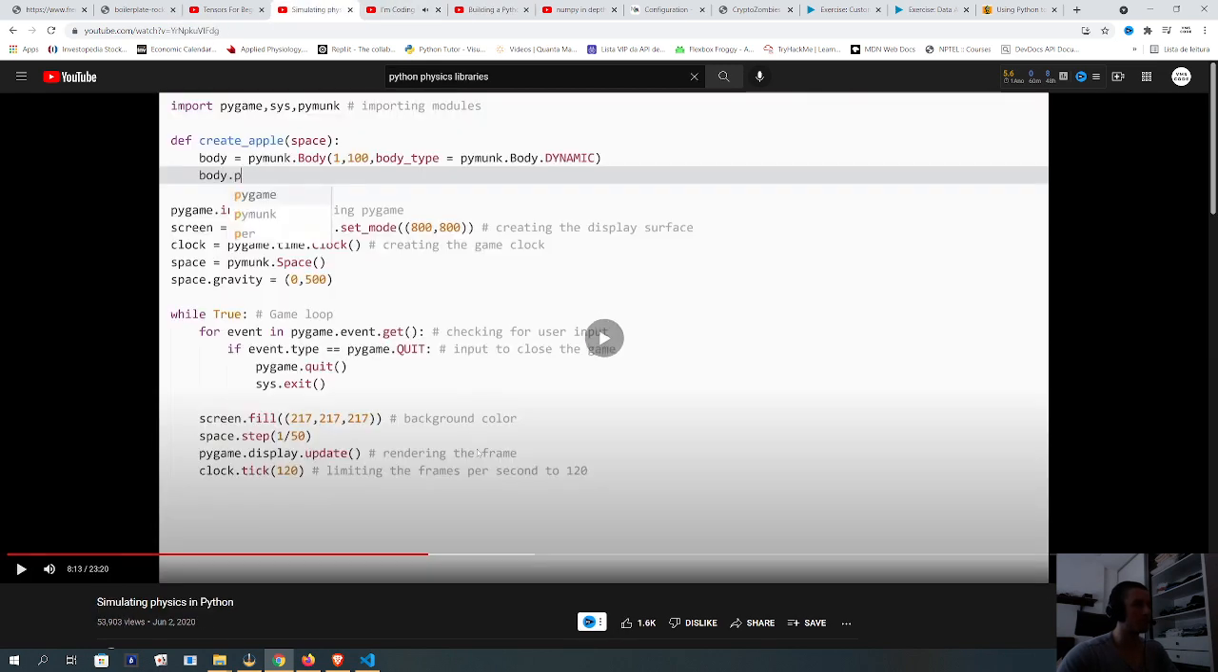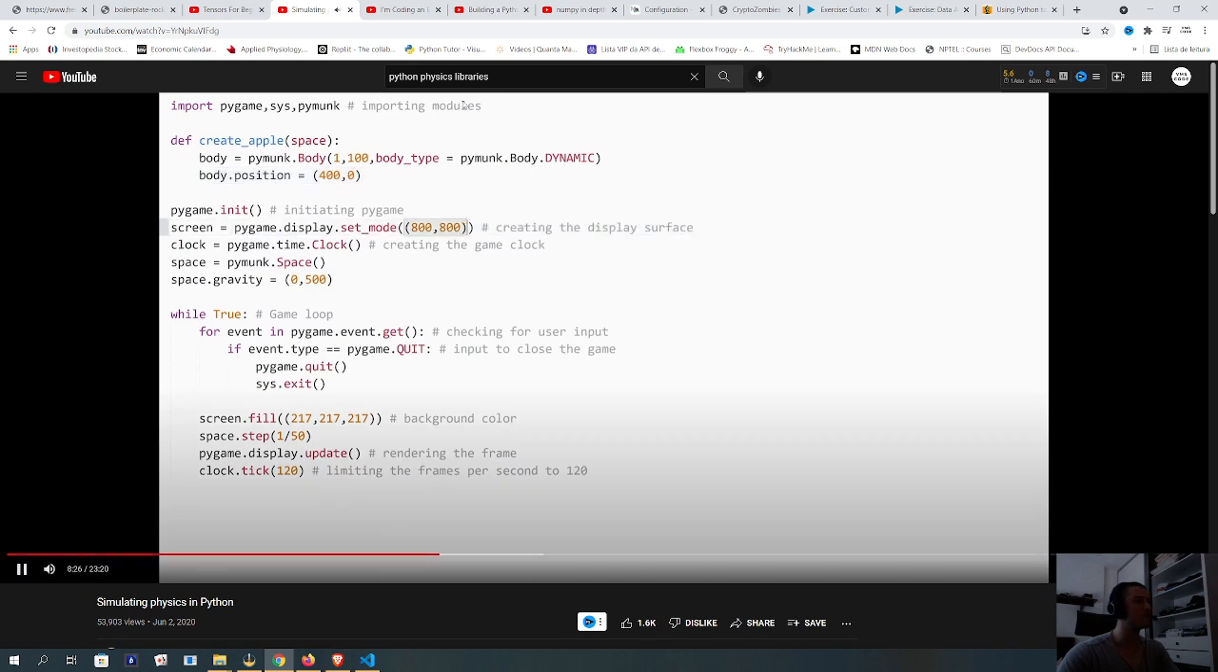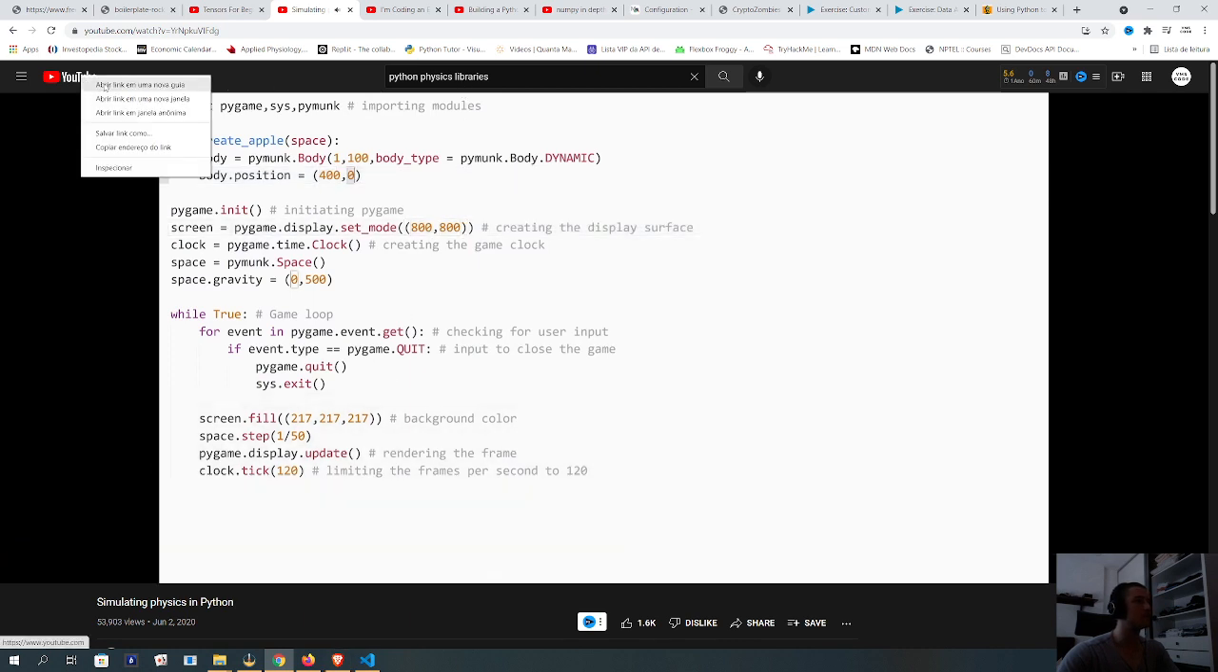So body dot position, and I'll figure this out later. Now I'm going to set it at the middle of the screen, so x is going to be 400 and 0. Our screen is 800 by 800 pixels wide, so I'm setting it at 400, the middle of the horizontal space, and 0, right at the top.